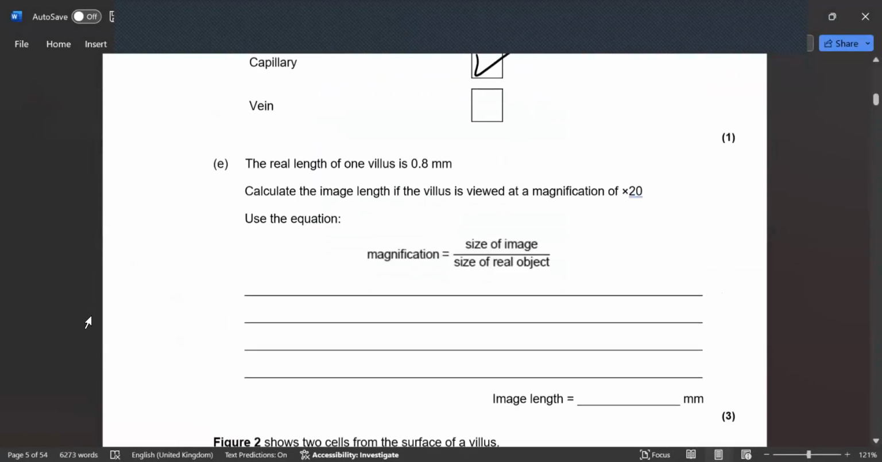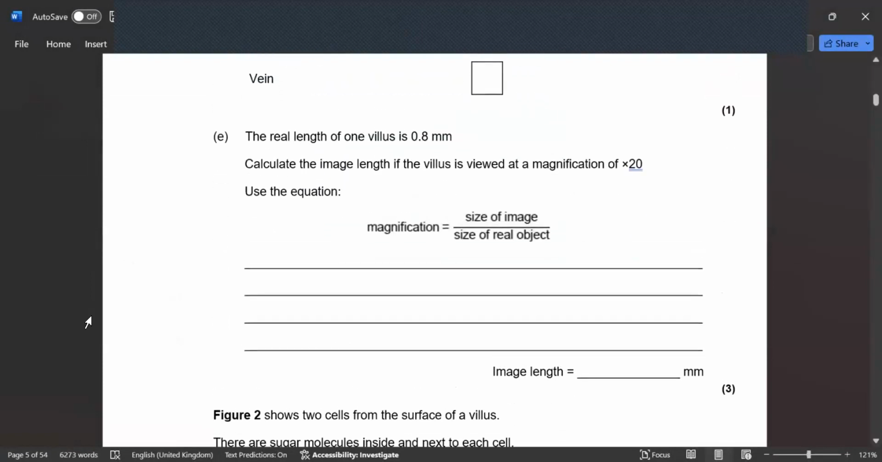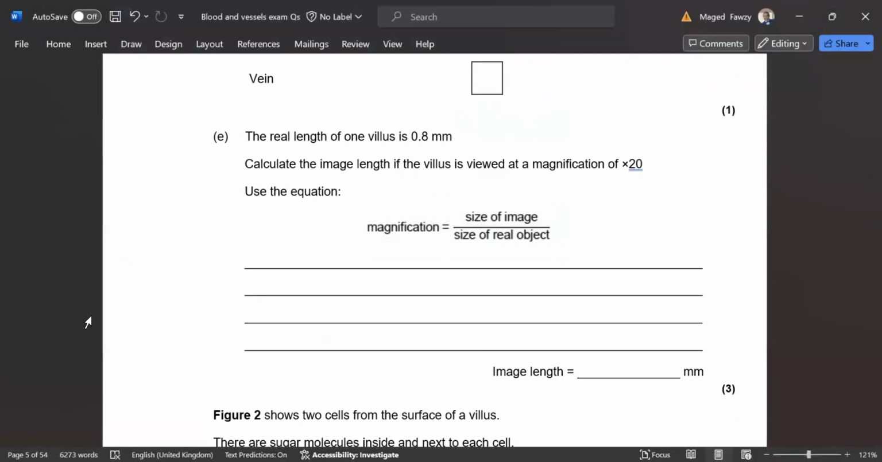Okay. Now there is a question about magnification. Could you please calculate it? Calculate the image length and let me know. So he's giving you the actual length, and the formula is I equals A times M, and he wants the image length. So you will multiply the actual times the magnification. So 0.8 times 20. What is the image length, please?